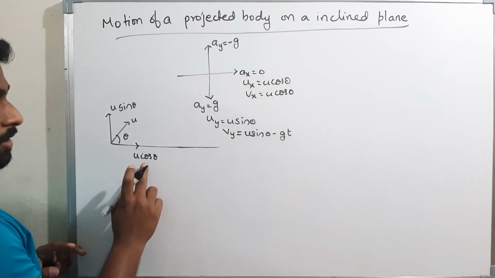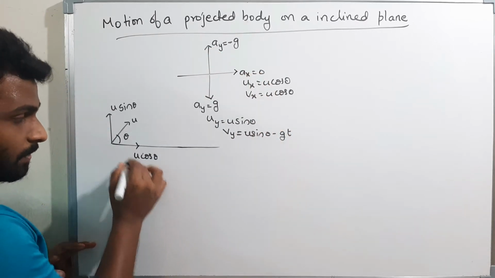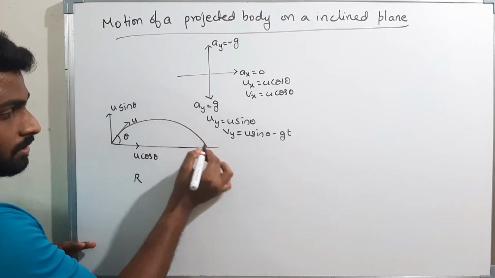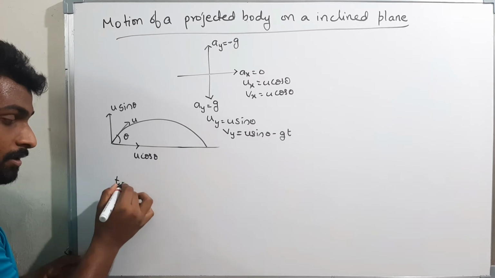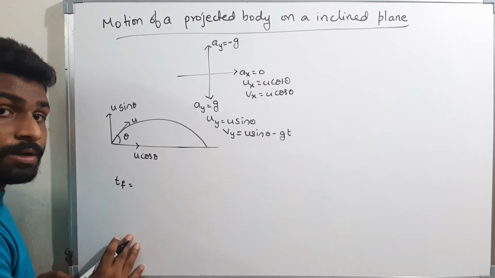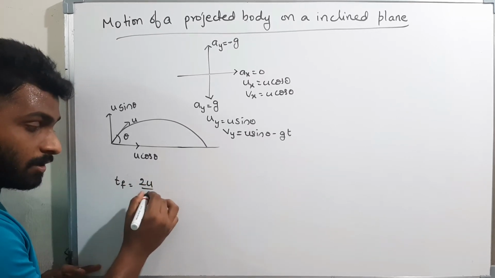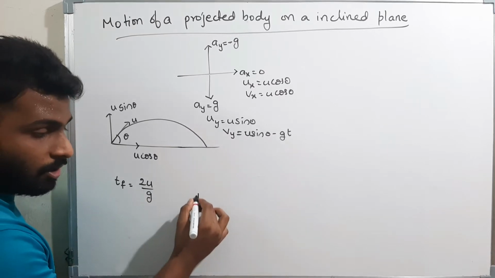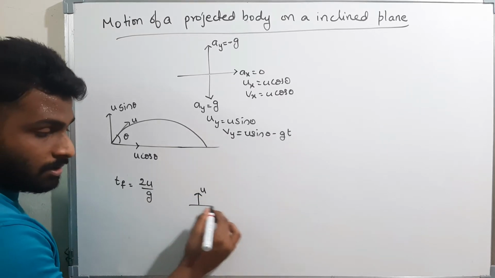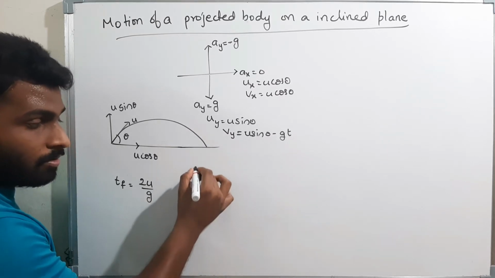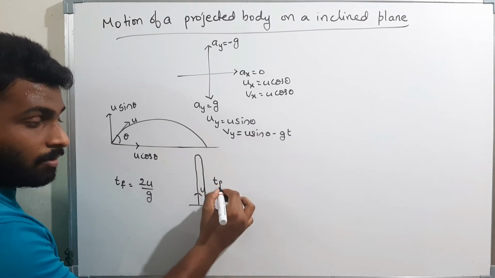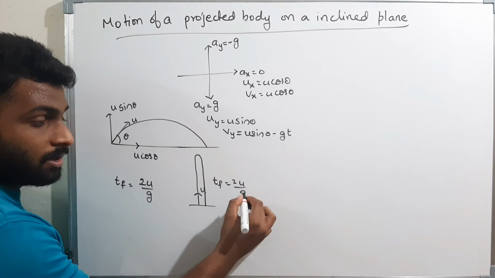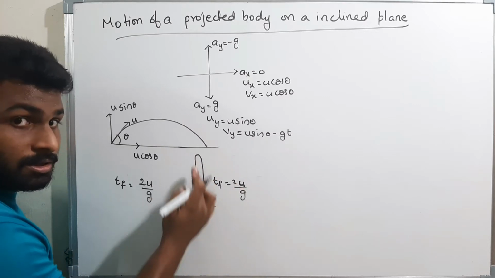Okay. Now what is the range? This is the range. First of all, I have to find out the time of flight. What is the time of flight? The time of flight is given by the formula 2u by g. If a body is projected with a velocity u from the surface, it will go to the maximum height and reach back. The time of flight is nothing but 2u by g, where u is the vertical velocity.